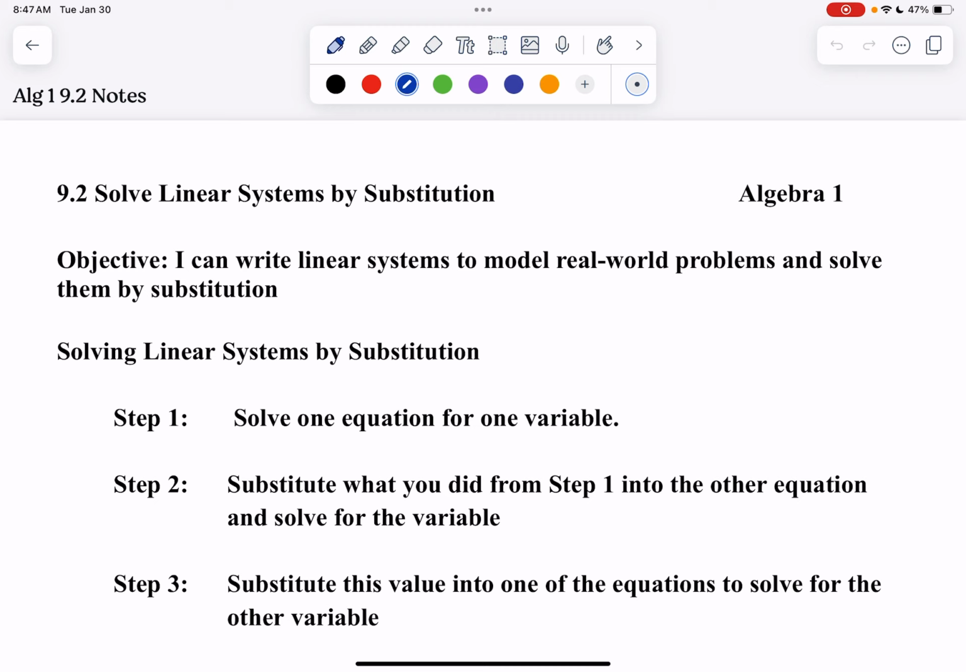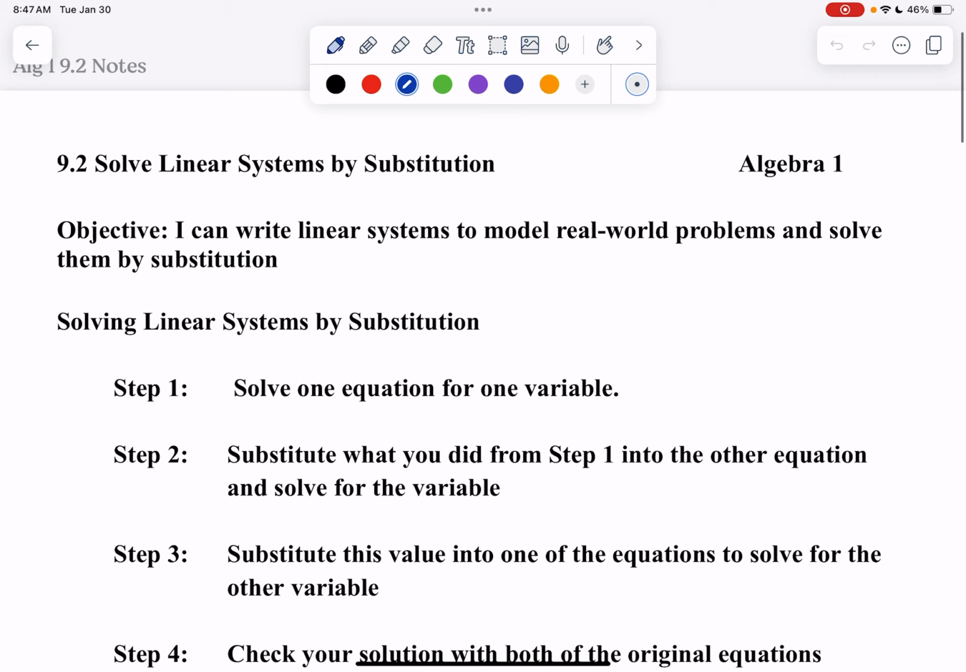So we're learning another method. So this is another method of solving these systems. And again, by solving these systems, what we mean is we're looking for a solution. So find an x, y, basically an ordered pair, that works in both equations.